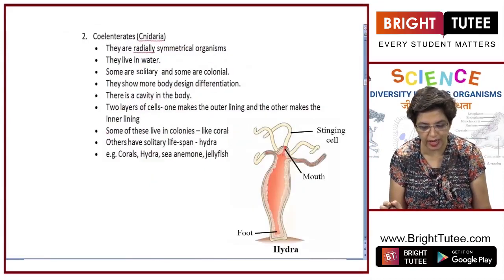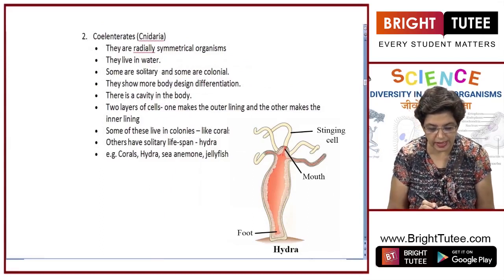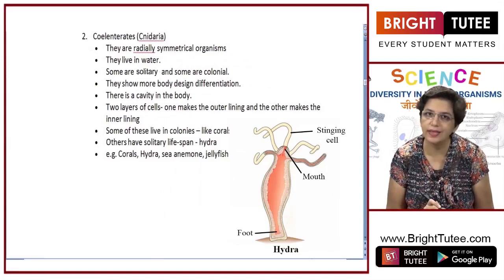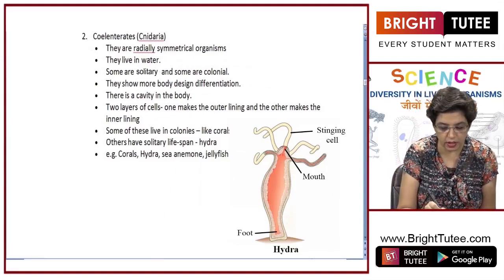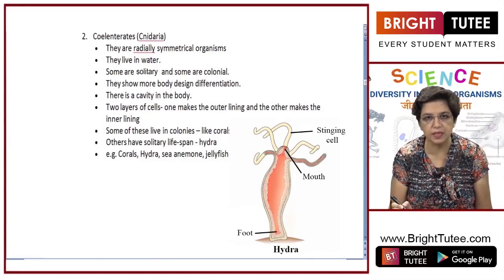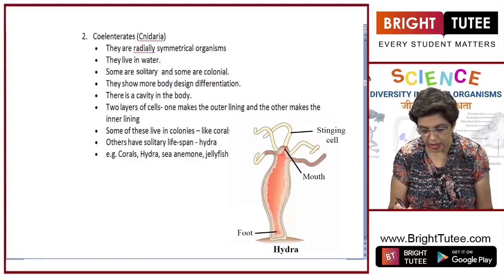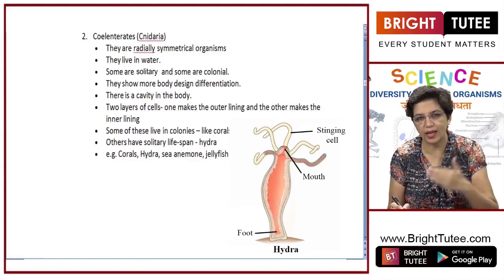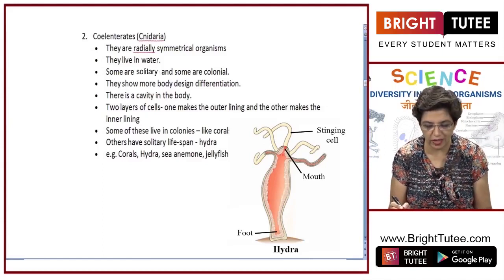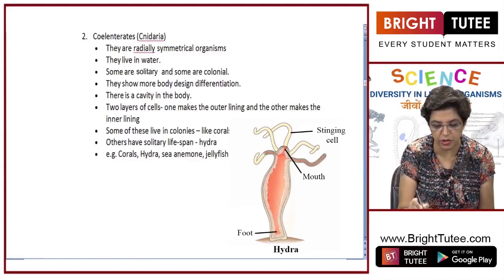Let's move on to the next phylum, that is Coelenterata. It is also called Cnidaria. First, they are radially symmetrical organisms. If you look at this diagram, the body is cylindrical. If you draw a plane in any vertical plane, you can divide the body into two equal halves. That is why we say they are radially symmetrical.